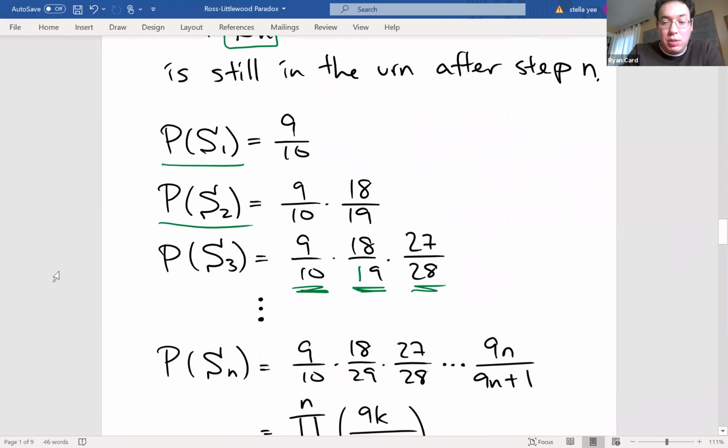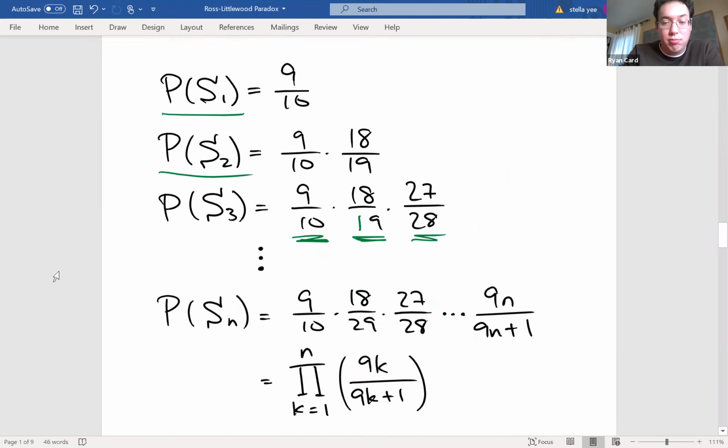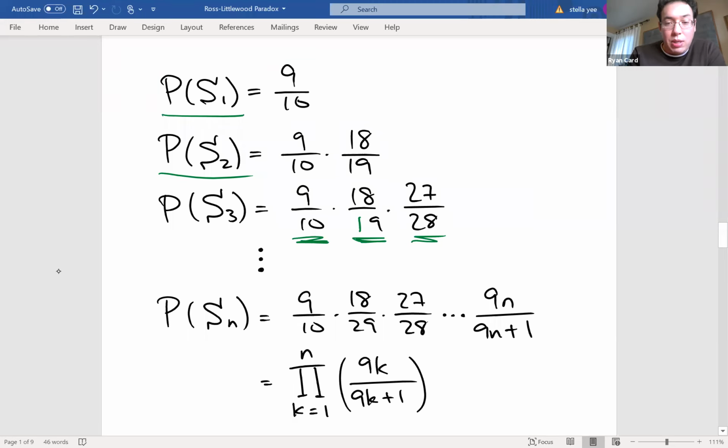So here's the pattern. We multiply fractions, and on the nth step, you multiply by the fraction 9n divided by 9n plus 1. Because after each step, you gain 9 more balls in the process, and there's one extra one for the last step because you haven't drawn the ball yet.